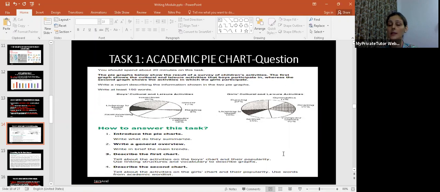I will read it out in detail, then you will be able to understand. The pie graph below shows the result of a survey of children's activities. The first graph shows the cultural and leisure activities that boys participate in, whereas the second graph shows the activities in which the girls participate. Okay, we got an idea. Okay, and they have given you the word limit also, at least 150 words.